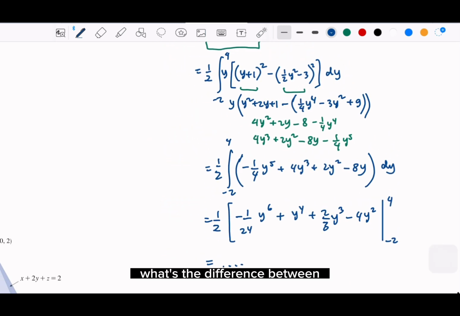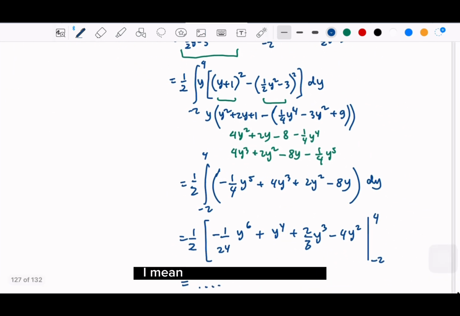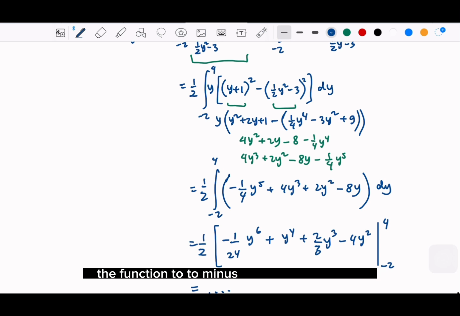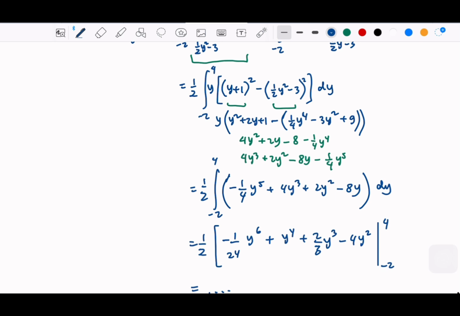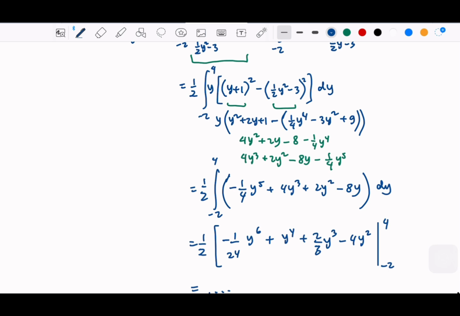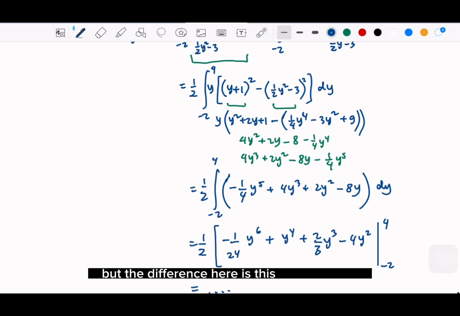What's the difference between these two? You mean this one here? No, I mean, what's the difference between just the function 2 minus the function 1 and the other? You mean this part here? Oh, okay. If we have two functions, the difference is that in calculus one, that is directly finding the area. But now, the area is our endpoint in integration. Actually, they are going to be the same, but the difference here is this is the volume.